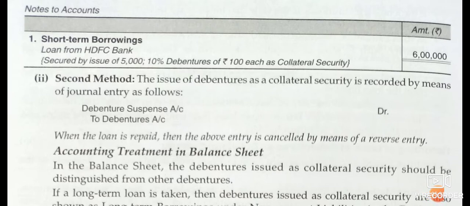So in the first method, no entry will be passed for collateral security.